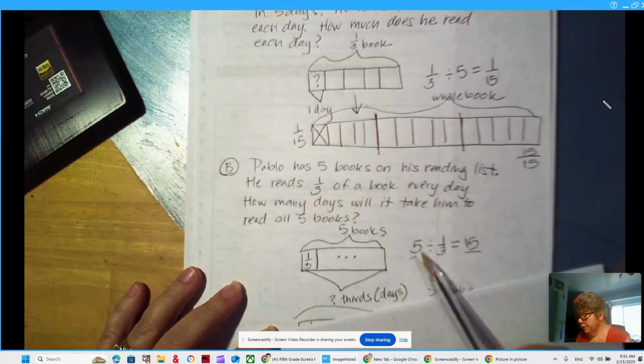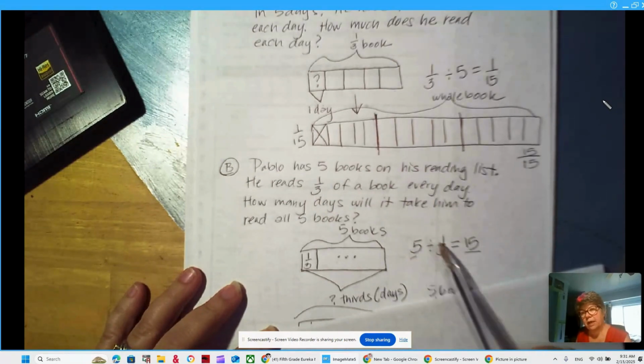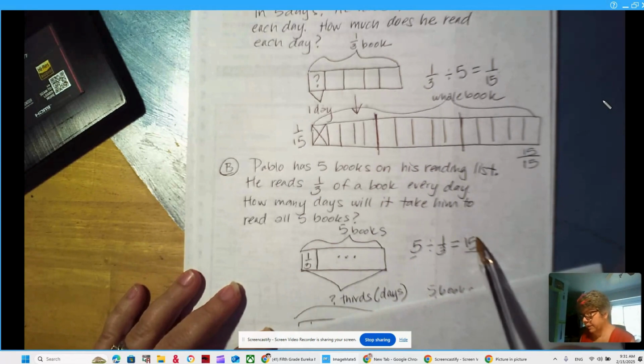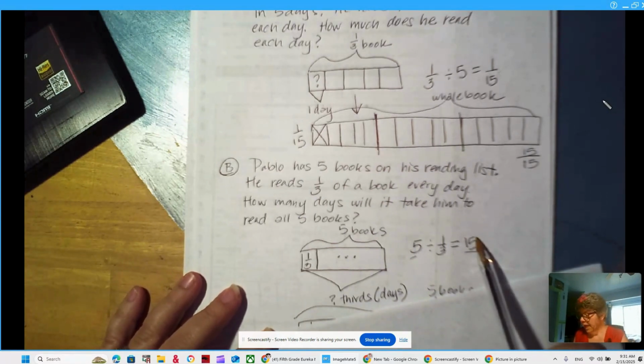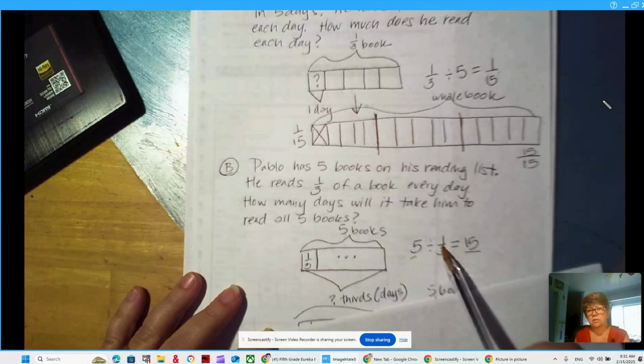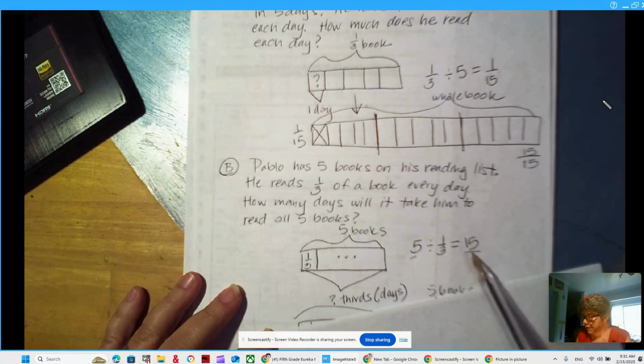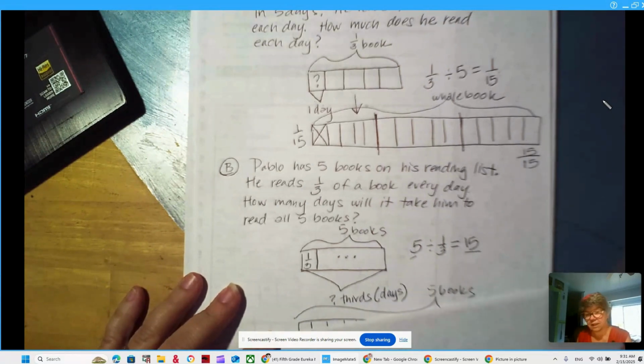And so what we're doing is we're taking our 5 and we're saying how many thirds are in 5. Now this time we're starting with a whole number and we're ending with a whole number, right? When we divide fractions, start with a whole number, end with a whole number, and how many thirds are in 5 is really what we're asking. And there are 15. So that means it's going to take 15 days.